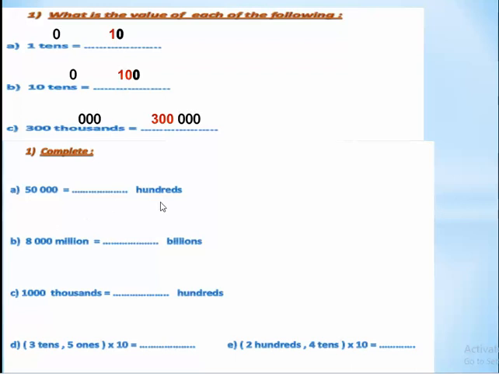Complete. 50,000. How many hundreds? Okay, hundreds has 2 zeros, so we will cancel 2 zeros from here and this 2 zeros and put the rest of the number, so it will be 500.